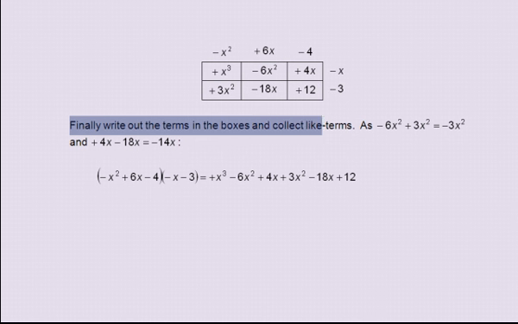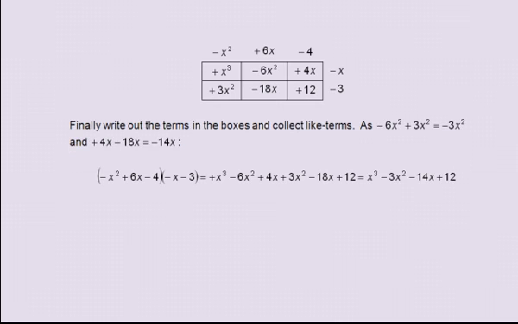Now collect like terms as minus 6x squared plus 3x squared equals minus 3x squared, and plus 4x minus 18x equals minus 14x. We have x cubed minus 3x squared minus 14x plus 12.